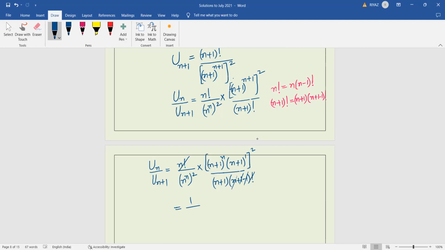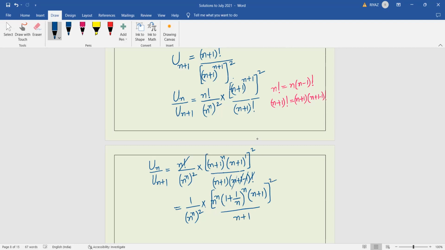1 by n power n whole square multiplied by, from here also take n power n common. Actually n is common, coming outside with the power. 1 plus 1 by n, so power n is left as it is, and this is n plus 1. This total value whole square divided by n plus 1.